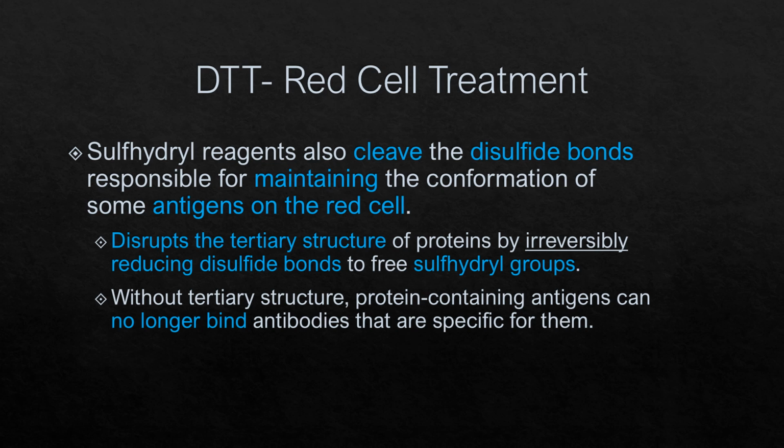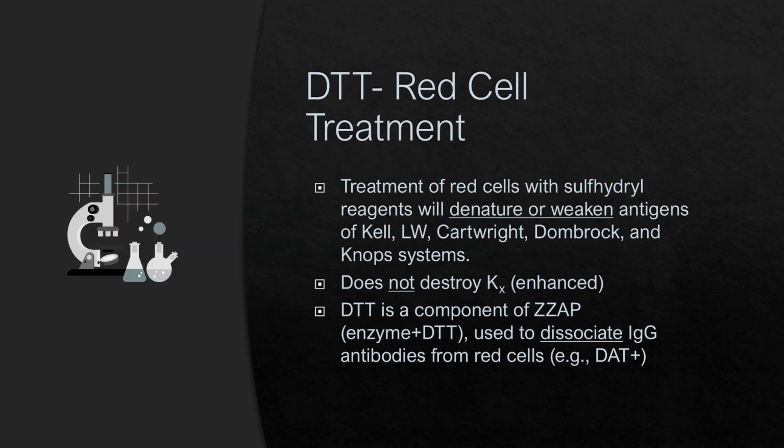This will disrupt the tertiary structure of proteins by irreversibly reducing the disulfide bonds to free sulfhydryl groups. Without that tertiary structure, protein-containing antigens can no longer bind antibodies that are specific for them. Kell, LW, Cartwright, Dombrock, and Knops system antigens will be denatured or weakened when treated with sulfhydryl reagents. KX will not be destroyed, it will actually be enhanced.